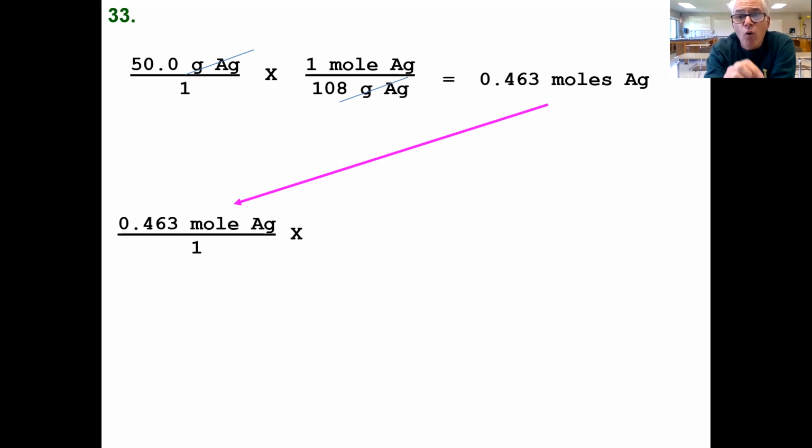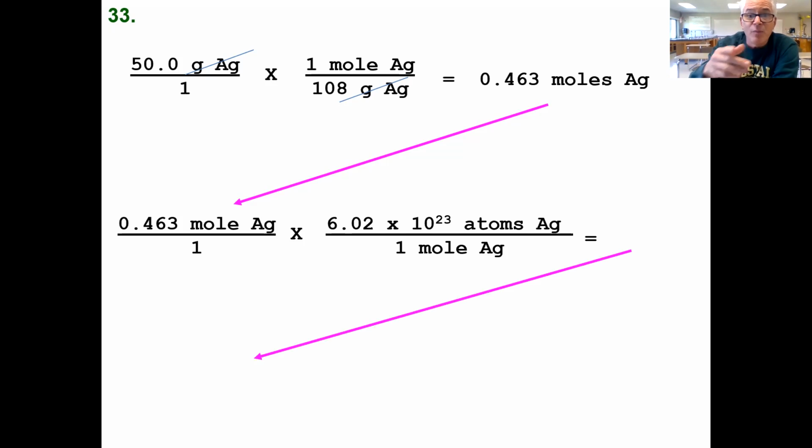I want to go from moles of silver to atoms. And you know what I remember? 1 mole of anything is equal to 6.02 times 10 to the 23rd atoms of that. So since moles is already in the numerator, I'm going to put moles in the denominator, and I'm going to put the big number on the top. See what I did?